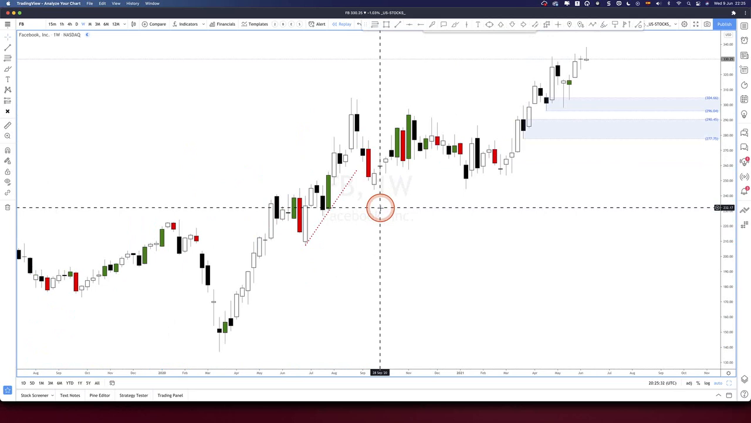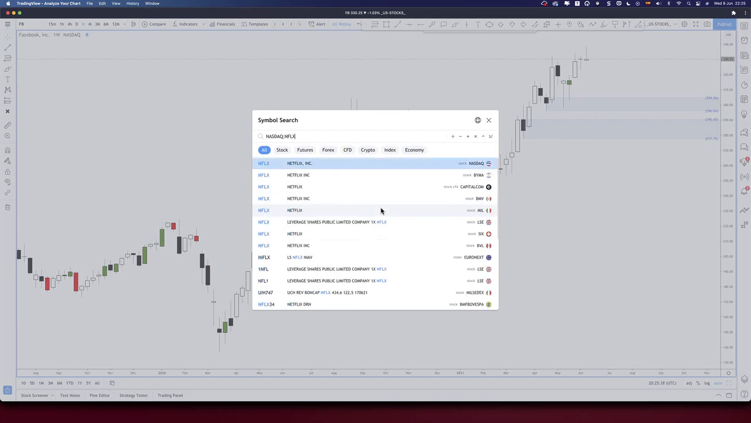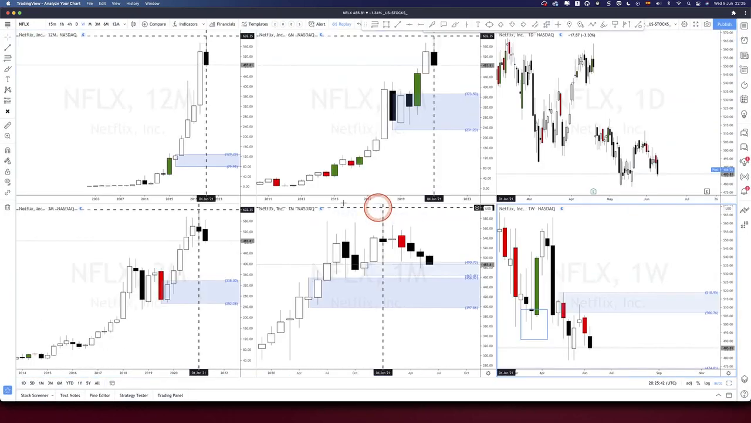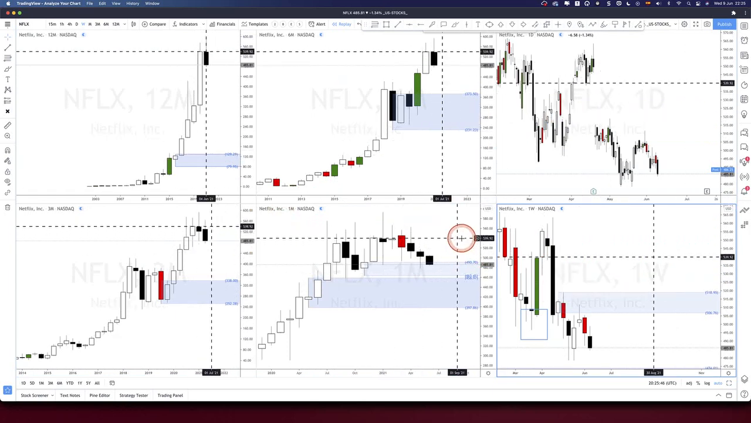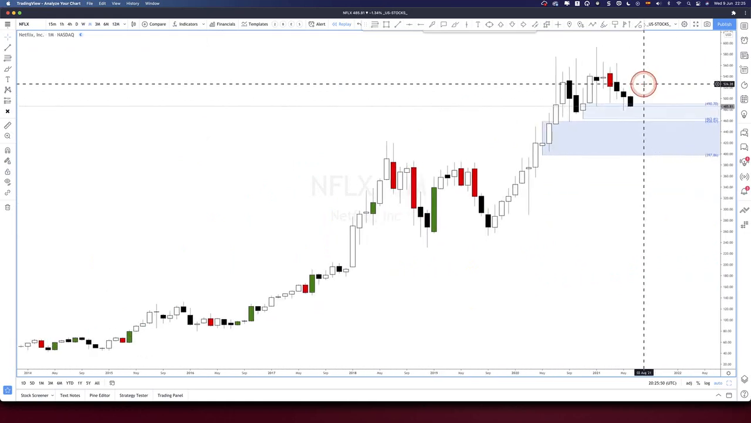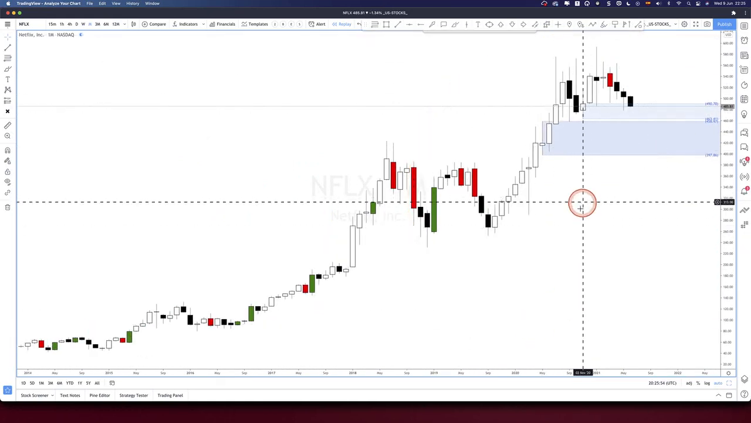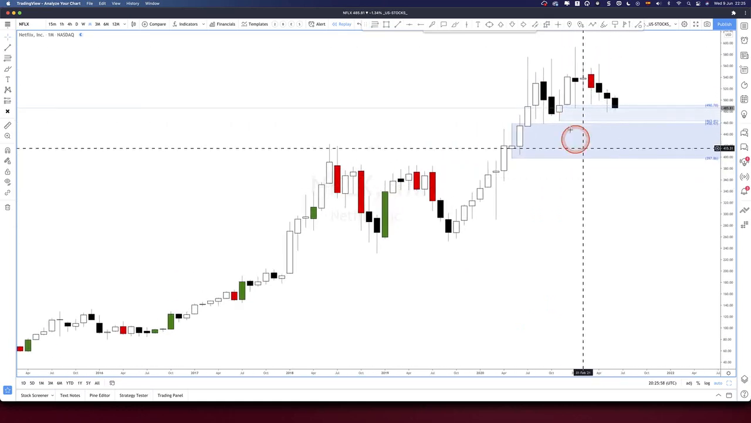If we take a look at another stock, let's take a look at Netflix. We're going to do the same thing on the monthly time frame, which is here. This is a little bit tricky over there, because we have price action that is a valley. Okay, it is a valley.